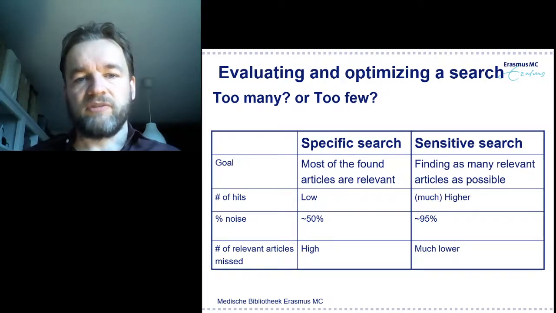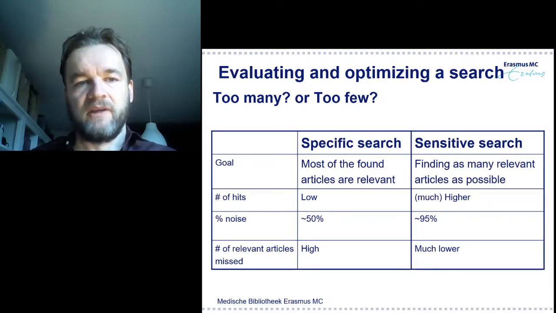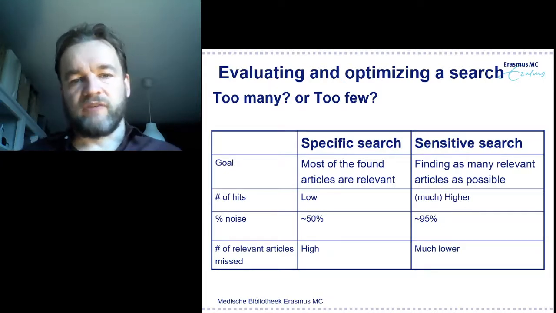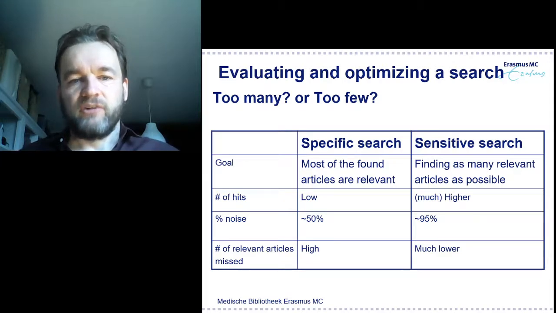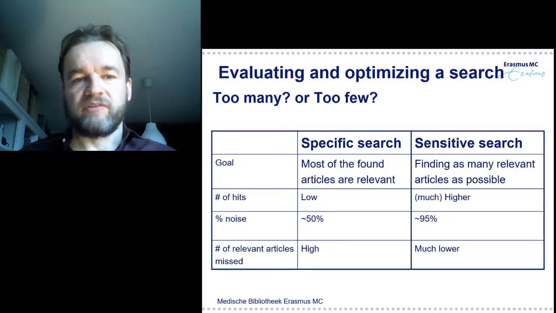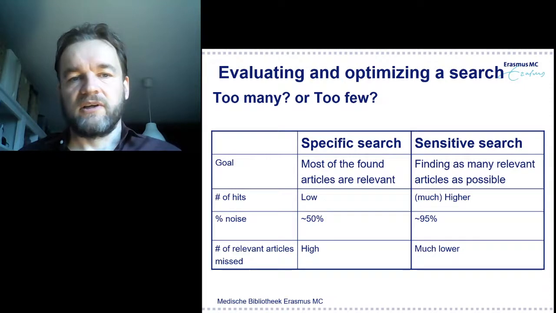There are two types of searches, generally speaking. There are specific searches in which your goal is to find almost only relevant references. The number of references that you want to find is low, and the number of relevant references in your search should be high. 1 in 2 references could be relevant. The chance in that case that you missed relevant references is high. This is called a very specific search. For instance, you can find those for clinical questions.